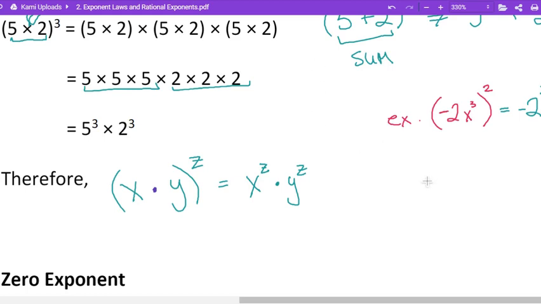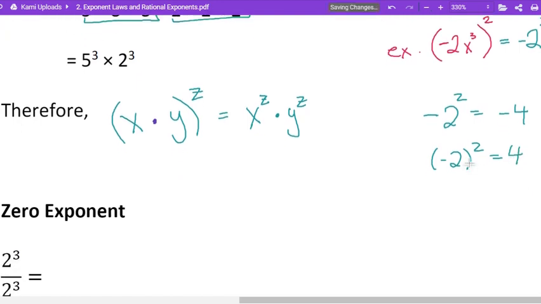Folks, what is the answer to -2 squared? No. It's -4. What is the answer to (-2) squared? 4. Because, watch this. This tells me -2 times -2, where this is saying -2 times 2. Because the negative sign is not under the power. Do you see that?